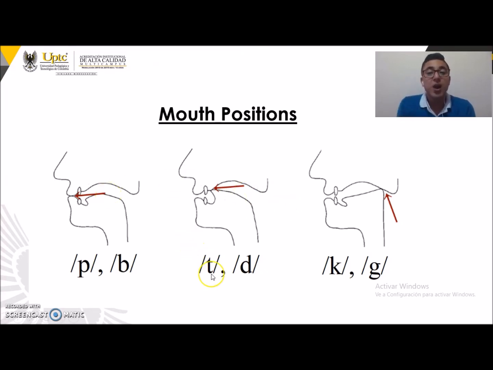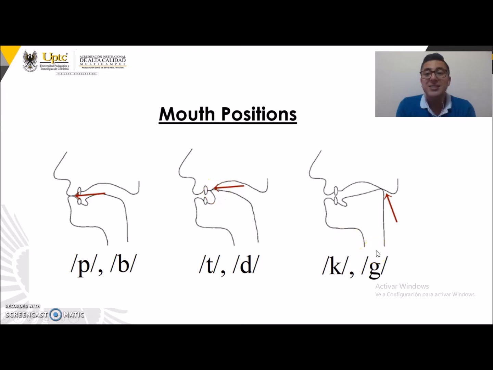In second place, we have T and D. If you produce this sound, you're going to realize that your mouth is not placed as in the first subgroup. Here we have to take into account that the position in which we put our tongue is a little bit up. So when we pronounce t, t, t, it's not the same as when we pronounce p, p, p. And then we have d, d. Here is where we have to put our tongue.